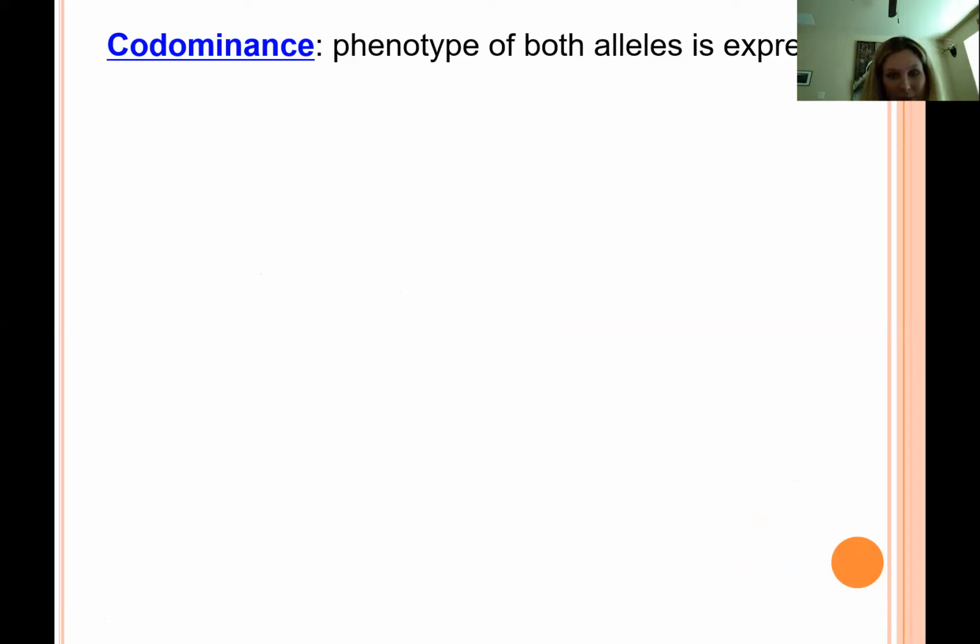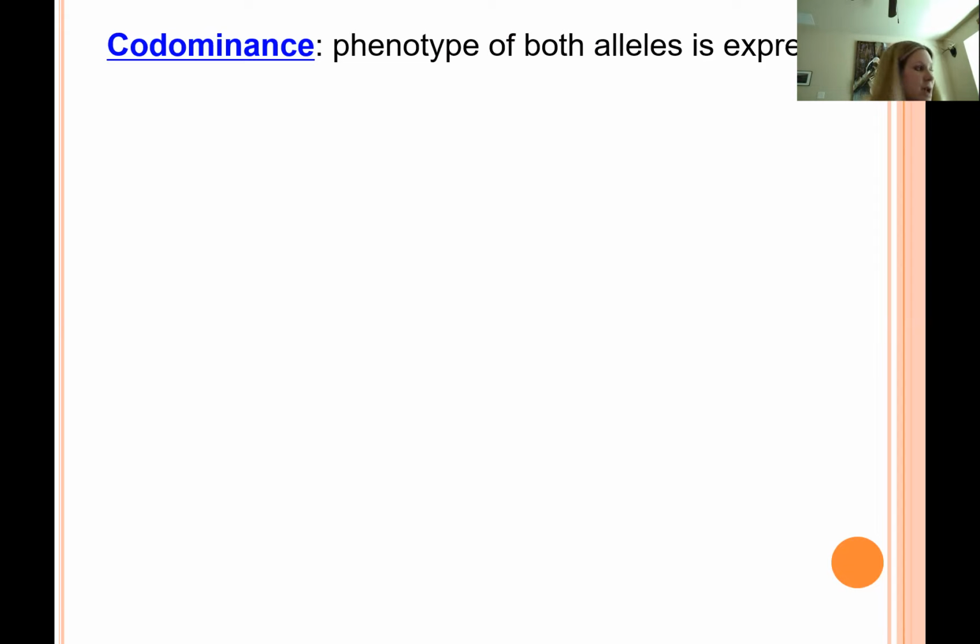So let me give you an example. A black chicken is crossed with a white chicken and you're told it's codominant. Students will say, yes, the offspring are going to be all gray. No, that's incomplete dominance. Codominance means black has to be shown and white has to be shown. So if you cross a black chicken with a pure white chicken, all of the offspring are going to be speckled black and white. That's codominance, okay? So hopefully you understand the difference there.